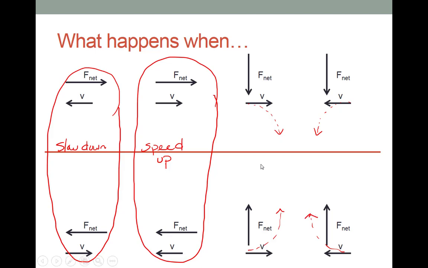Now, it is possible, for example, that you have a net force and a velocity that are not either parallel or anti-parallel or perpendicular. They're a combination, in which case you would get a change in the magnitude of the velocity and a change in the direction.